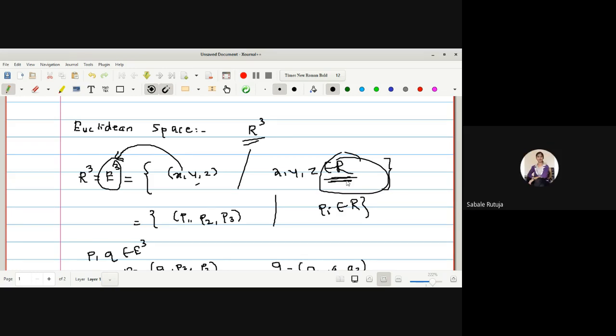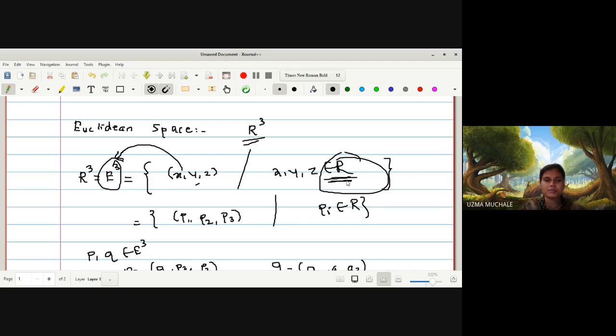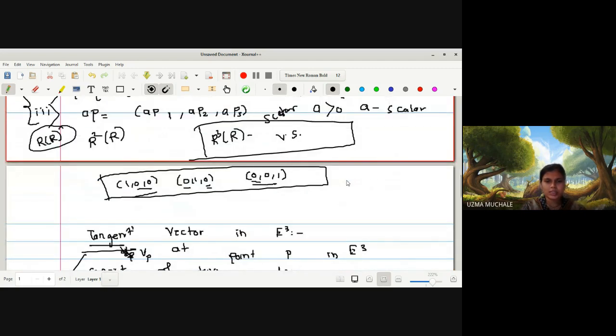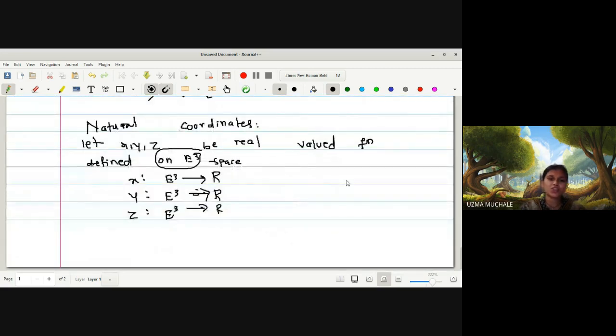Yes, ma'am. Real valued functions defined on an E3 space. So this is simply defined with the help of our definition of an E3 space or Euclidean space, or we can say R3 space also. So x, y, z are simply real valued functions defined on E3 space. Means they are some coordinates. What will be the value of x, y, z? It will be a real number, right? And they are in E3, points in E3. That's why we can say they are defined on an E3 space, and they have some real number value. So that's why it is called real valued.